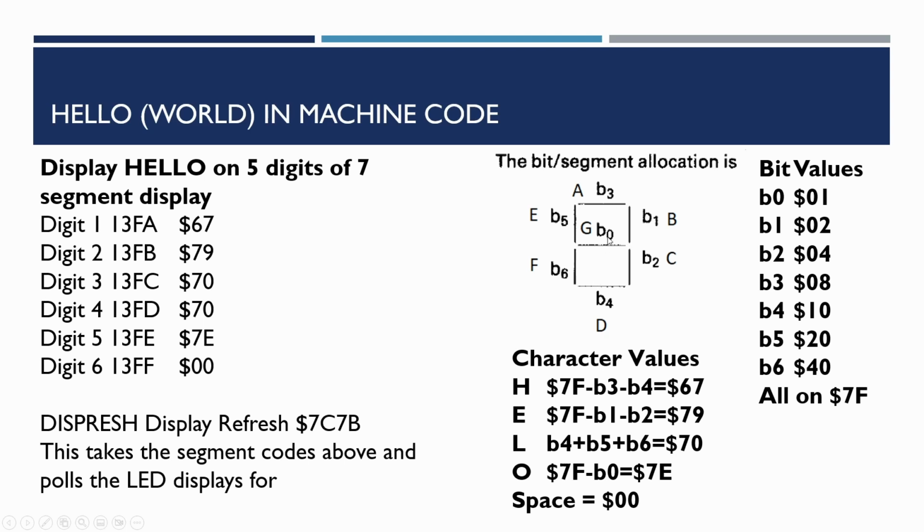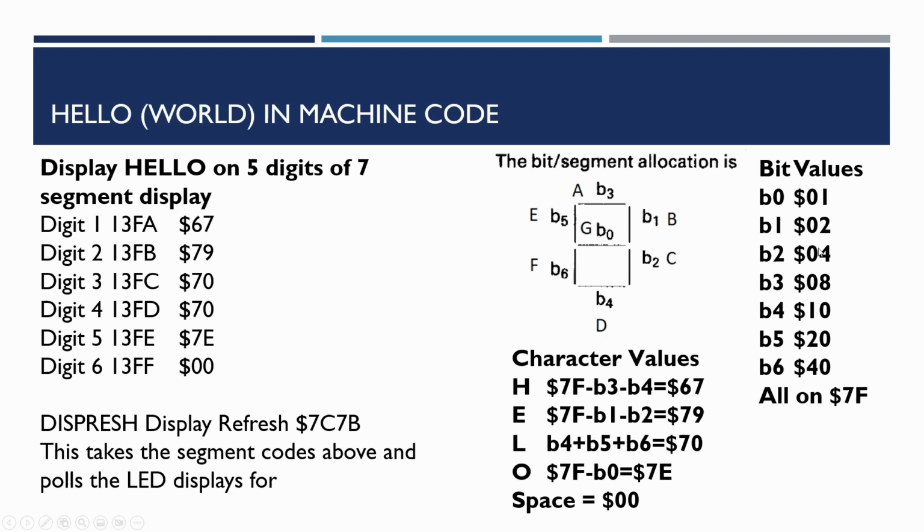For example, if we have bits B0, 1, 2, 3, 4, 5, 6, and all those values were 1, we'd have a value of 7F in hexadecimal. That means the bottom 7 bits of that character are all 1. When we look at H, it means that B3 and B4 will be off. So if we have 7F and take away the values for B3 and B4, we end up with 67 hexadecimal.